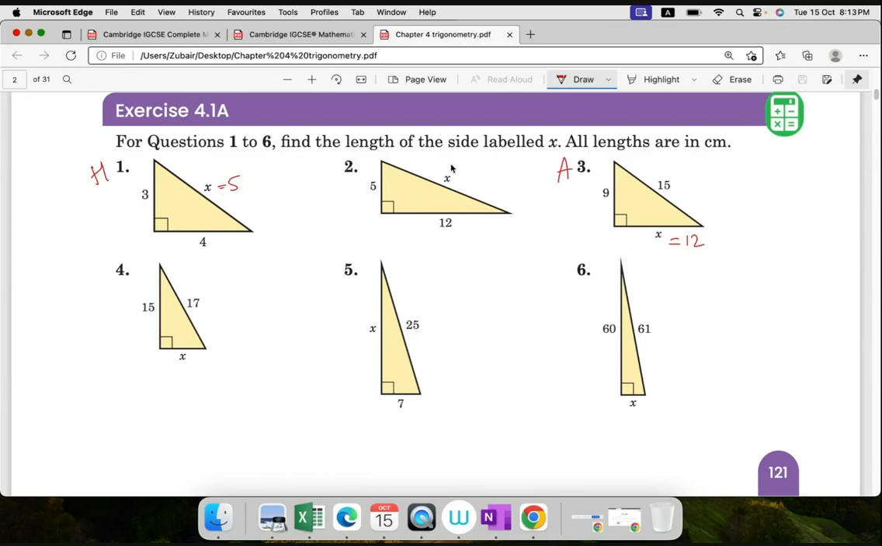I'm trying number 2. The hypotenuse in second is missing. So hypotenuse squared is equal to 5 squared plus 12 squared. So x squared is equal to 25 plus 144. x squared is equal to 169, square root on both sides, that is 13. So x is 13.